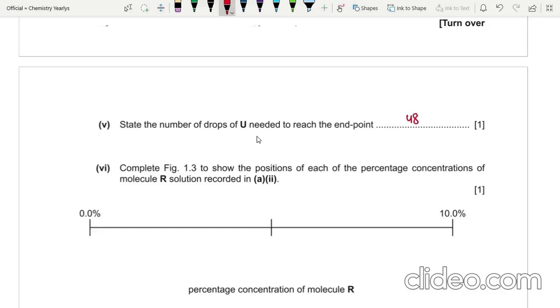So complete figure 1.3 to show the position of each of the percentage concentrations of molecule R solution recorded in A part 2. So it was actually 10%, then 5.0%, then 2.5%, then 1.25%, and then it will become a little bit clogged up here, so 0.625%.